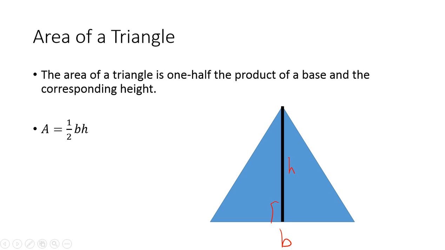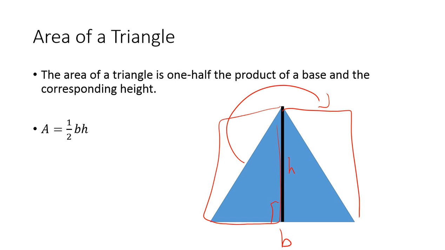And the reason why it's 1/2 of it is because if we took this half of the triangle and flipped it around over here, we'd end up with a nice little rectangle, or a parallelogram, that ends with half of the base times the height. So that's how this works out and why it's 1/2 base times height. So remember that formula for your triangle.